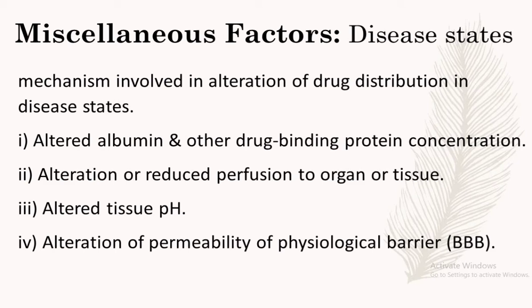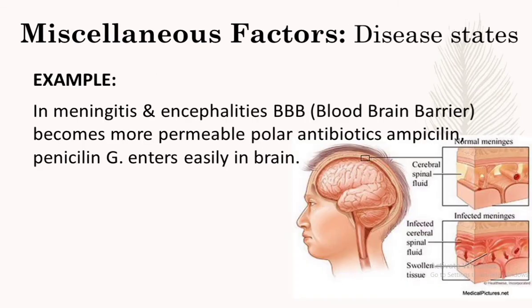You can see one example related to permeation of physiological barriers: in a patient having meningitis or encephalitis, the blood-brain barrier becomes more permeable towards polar antibiotics such as ampicillin and penicillin G, and they can easily enter our brain, so they can have more severe side effects than in a normal patient. You can see normal meninges and infected meninges in the picture on your right hand side. Infected meninges are more porous, so they will be permeable to polar drugs.